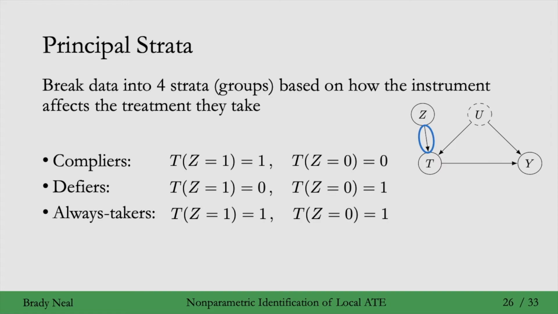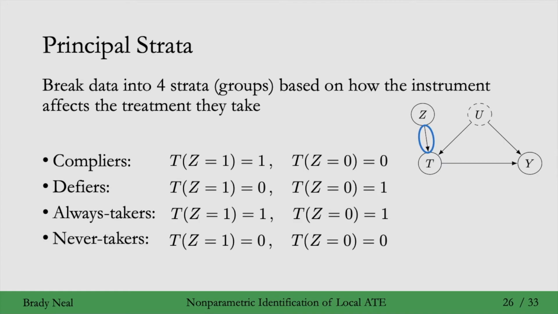Then the next principal stratum is the group of always takers. These are people who are always going to take the treatment. They're always going to have t equals 1, no matter what Z is. No matter what they're encouraged to do. If they're encouraged to do 0, so if they get Z equals 0, they still will take t equals 1. And finally, we have the never takers, who are people who always have t equals 0.